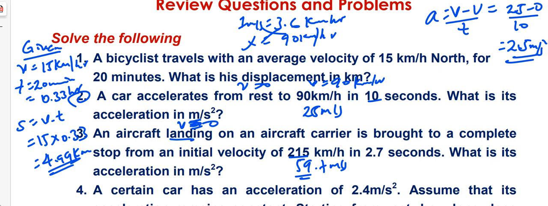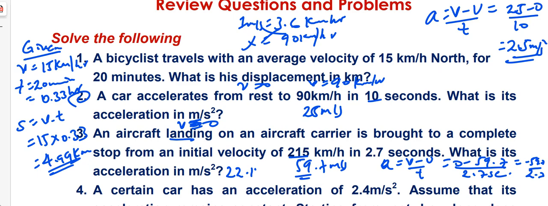It is decelerating. Therefore, acceleration is v minus u over t, which means 0 minus 59.7 meter per second over time, which is 2.7 second. This is equal to negative 59.7 over 2.7, so in this case the answer will be 22.12 meter per second square. About 22 meter per second square.